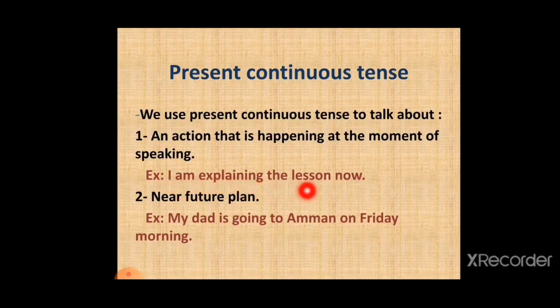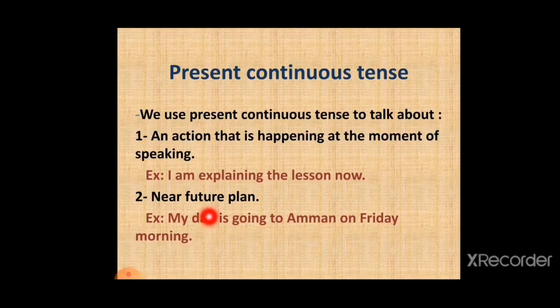Look at this example. I am explaining the lesson now. When I ask you what are you doing now, you are listening to your teacher now. We use this tense to talk about an action that is happening at the moment of speaking. The second use for present continuous tense is to talk about a near future plan, التخطيط للمستقبل القريب. Look at this example. My dad is going to Amman on Friday morning.